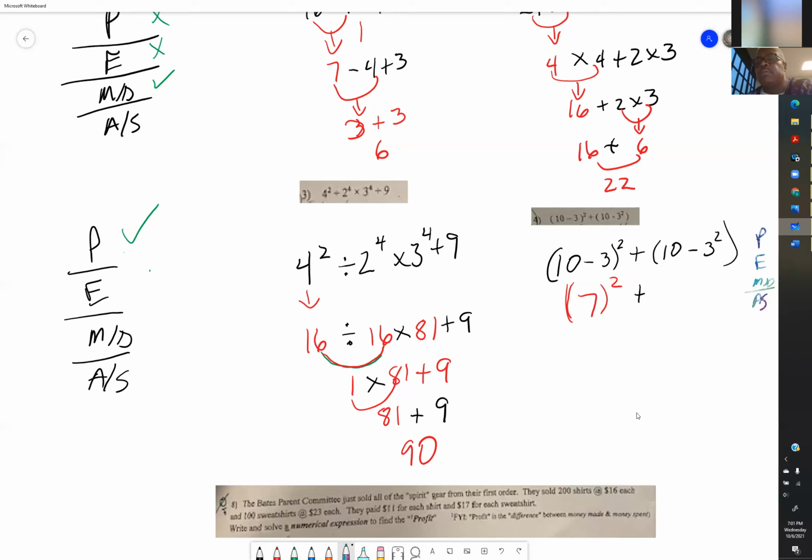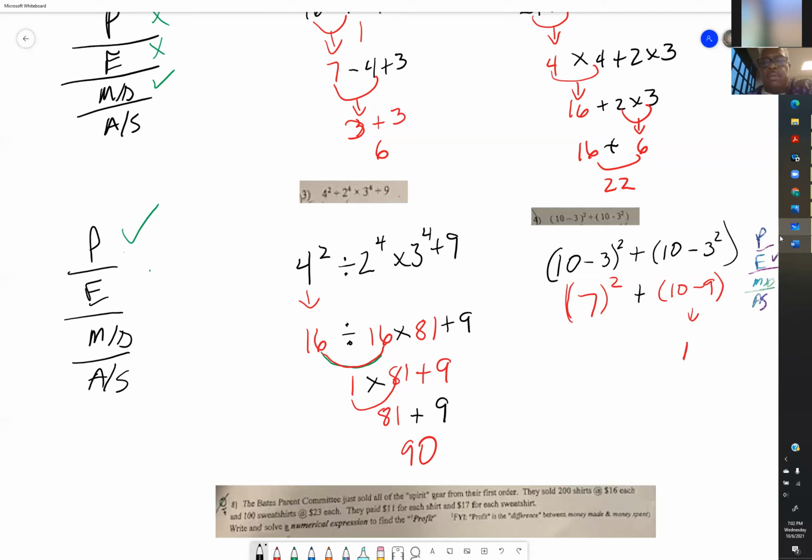PEMDAS. Hopefully you can see that, kind of small. We've got the 4 levels. This has an exponent, so we do the exponent first. So now we have 10 minus 9, right? And then we've got addition, subtraction. So 10 minus 9, we'll bring this down further, is 1. So we don't need the parentheses and brackets for that.